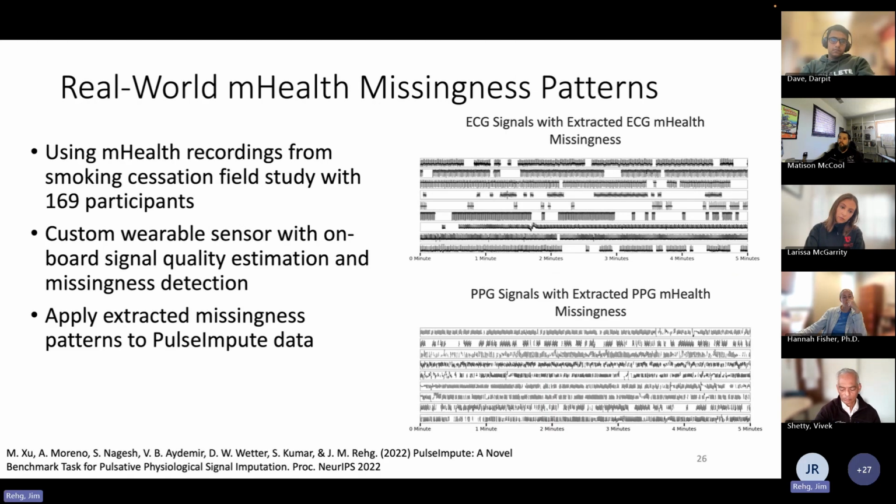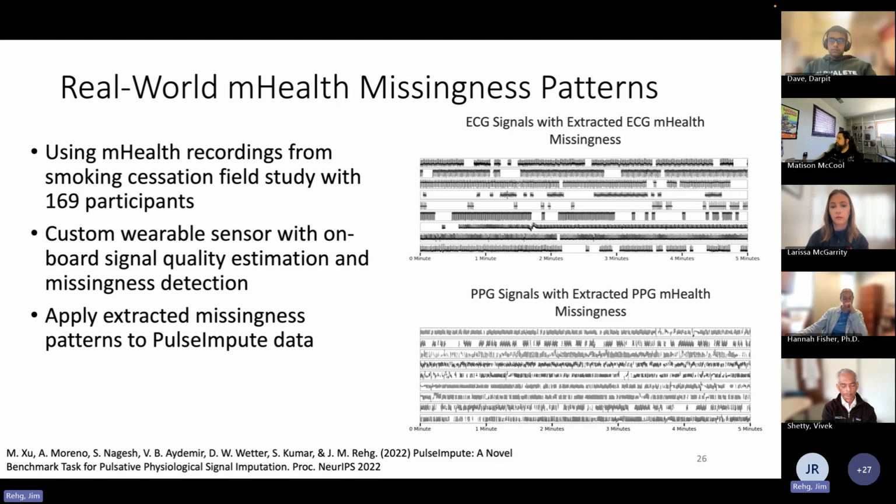And so one of the key ideas here was to capture the patterns of missingness that actually arise in the real life environment. We were able to get access to a very large data set in a smoking cessation study that we were involved in. And you can see here on the right some of the missingness patterns in this data set. We were able to take these missingness patterns, essentially the intervals where data was gone under various conditions, and then apply these missingness patterns to a data set where we have access to most of the samples.